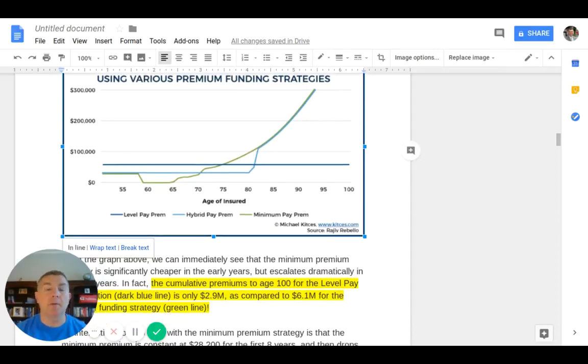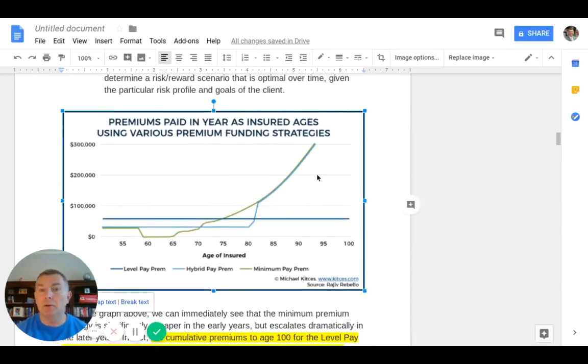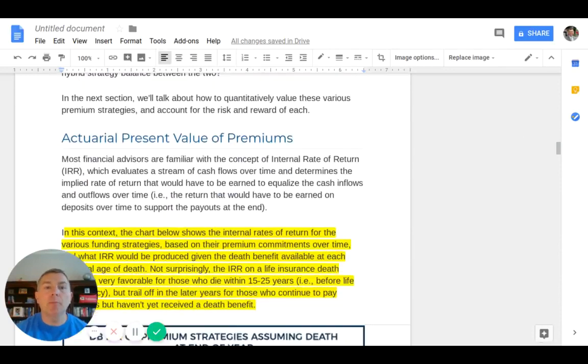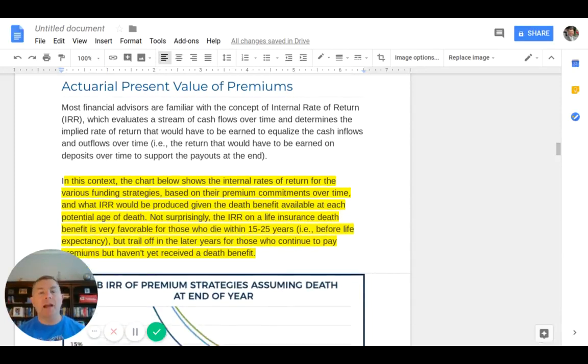So that's the difference. And I know right now you're saying, why would I pay $6.1 million for a $5 million death benefit when I can pay $2.9 million for the same death benefit? Well, that's assuming that you live to 100, and that's where it's going to get interesting here. All right. So actuarial present value of premiums, and this is important. Most financial advisors are familiar with the concept of IRR, total rate of return, which values a stream of cash flows over time.